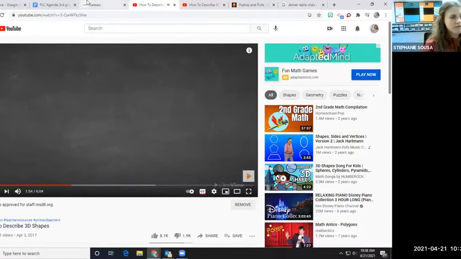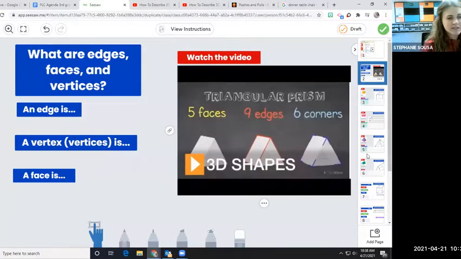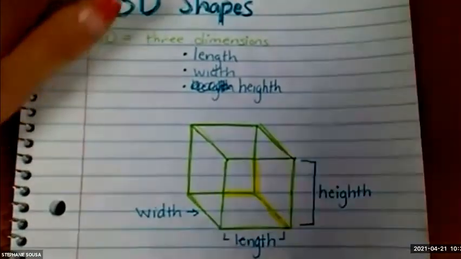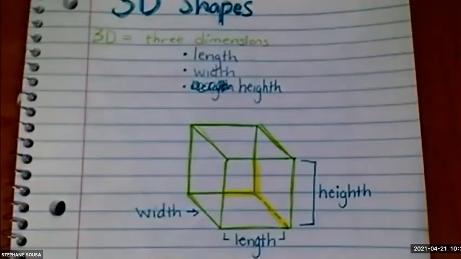All right, we're going to pause right there. You've just heard what a face, edge, and vertex are. We're going to take some notes on this now. If you would please get your math notebook. Go ahead and go to that page about 3D shapes that we started on Monday. We are going to add those 3 definitions to our notes.